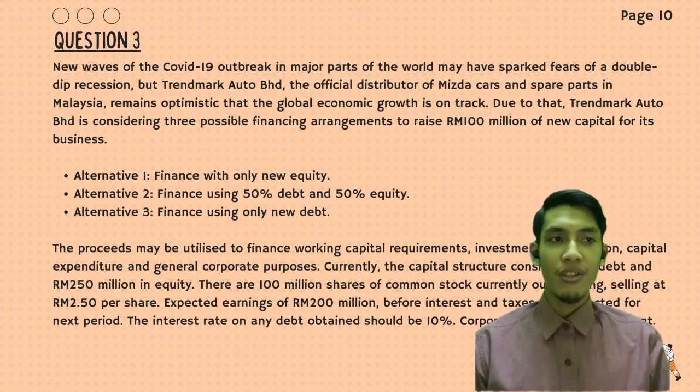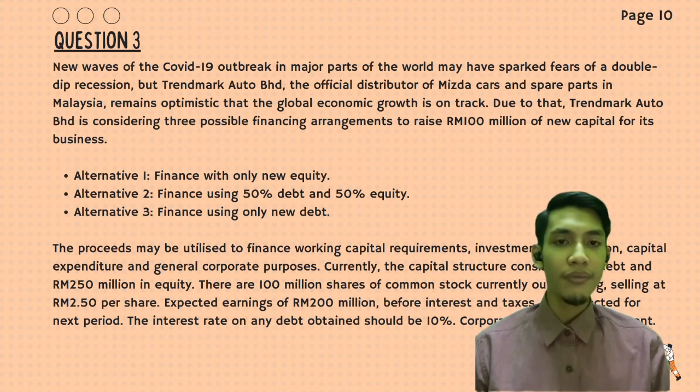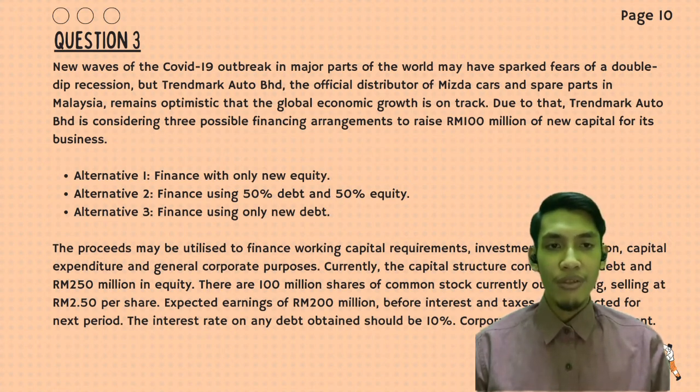Due to that, Trademark Auto Berhad is considering 3 possible financing arrangements to raise 100 million of new capital for its business. Alternative 1, finance using new equity. Alternative 2, finance using 50% debt and 50% equity. And alternative 3, finance using only new debt. The proceeds may be utilized to finance working capital requirements, investments, acquisition, capital expenditure, and general corporate purposes.